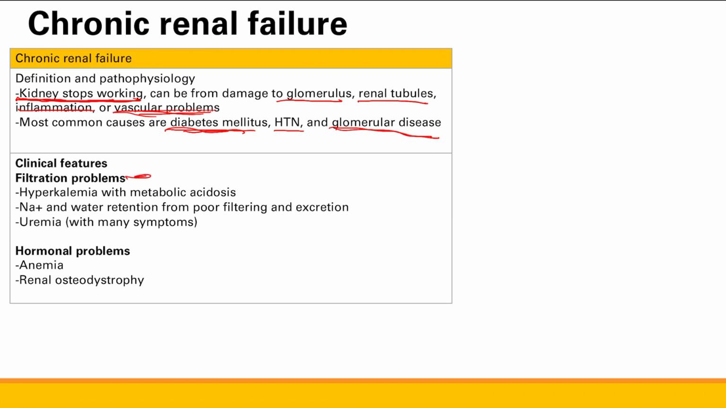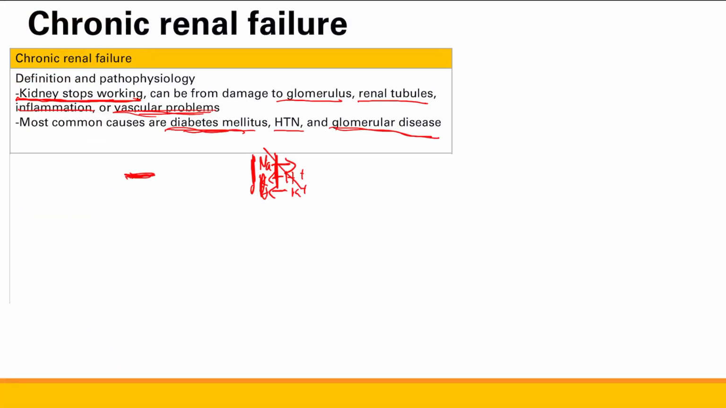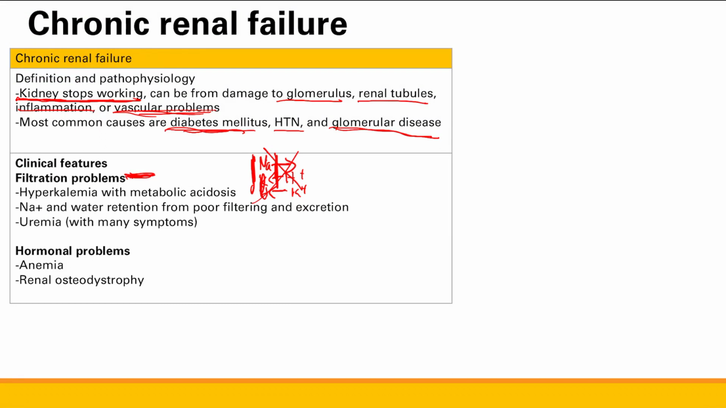So first, we're looking at filtration problems. If you can't filter, remember in the collecting ducts, we see this again, H plus, K plus. This sodium reabsorption, H plus secretion, K plus secretion, this does not happen. What do you get? You get too much potassium and too much acid in the blood. You get hyperkalemia and metabolic acidosis.